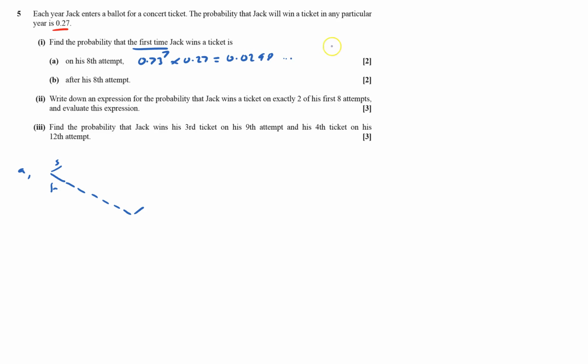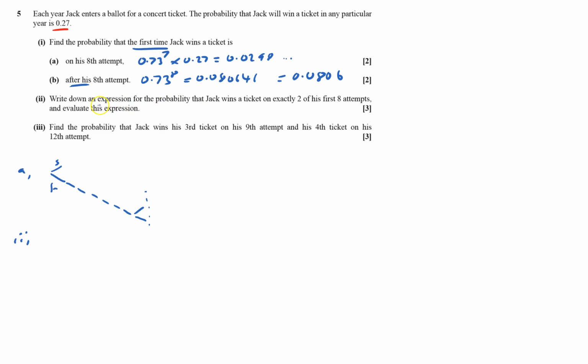0.0298, etc. After his 8th go, well, that means he'll have had to have failed this time here, and after 8 goes, he must have failed 8 times. And so after his 8th attempt will be 0.73 to the power of 8, and that is 0.080646, which equals 0.0806. And now part 2.